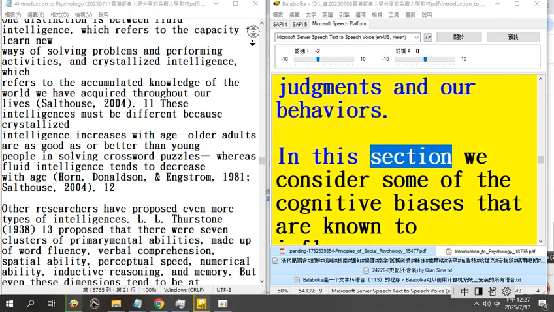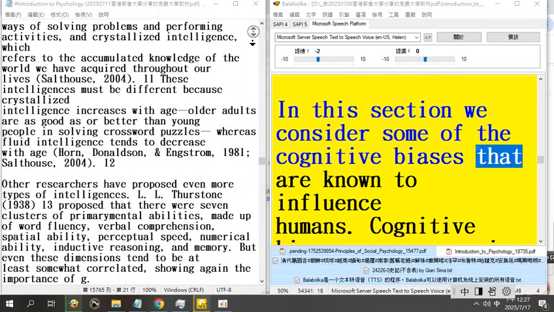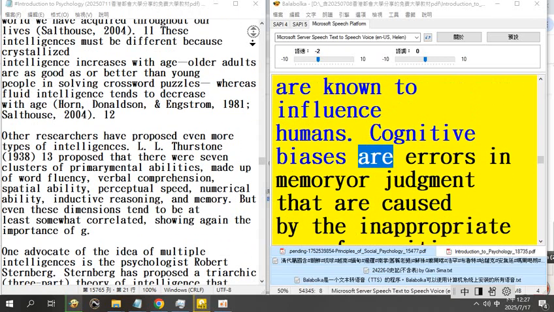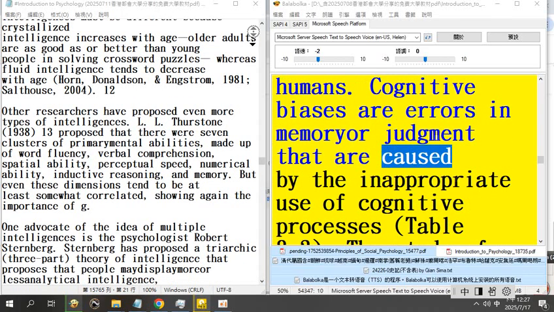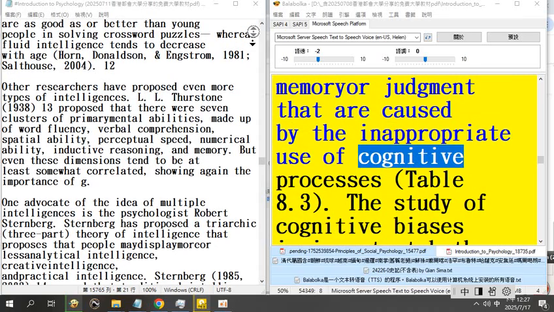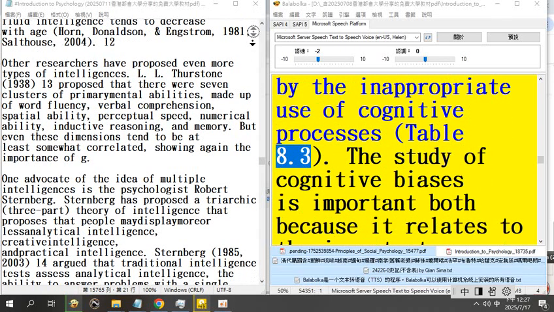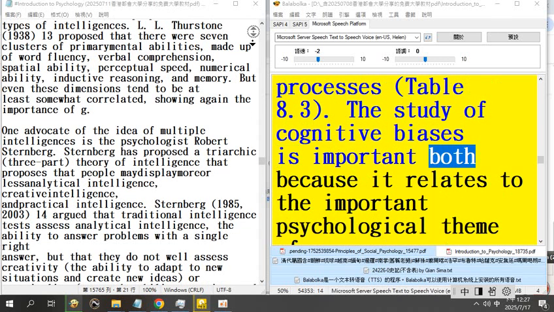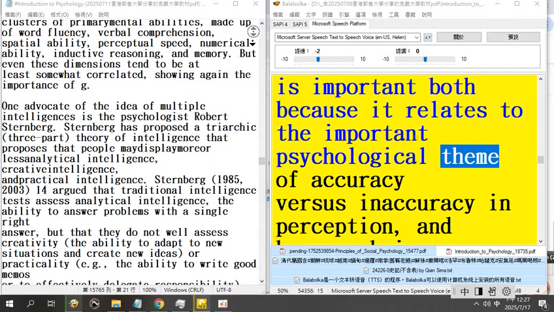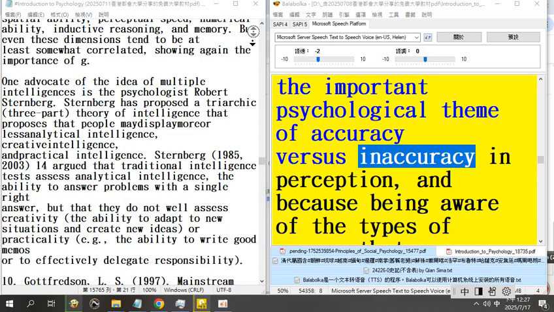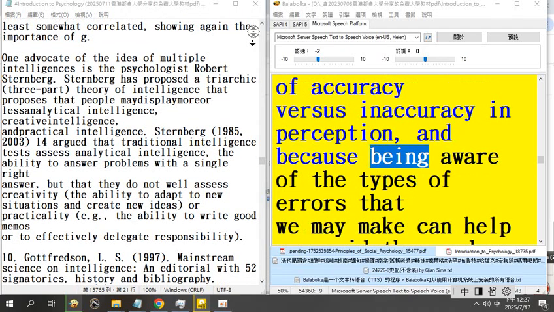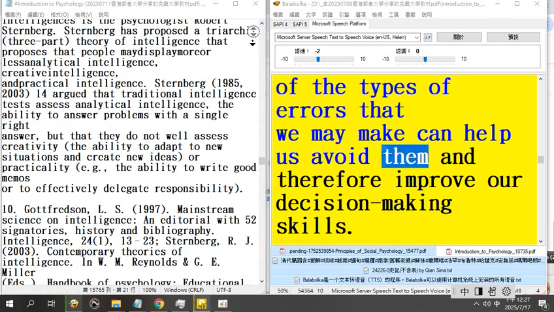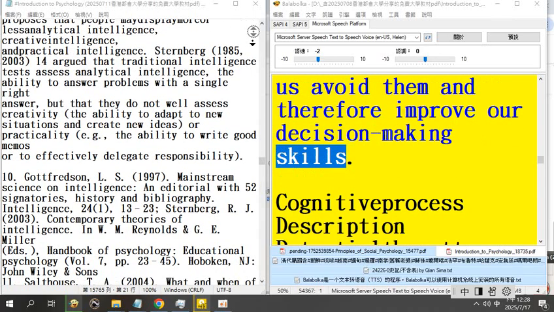In this section, we consider some of the cognitive biases that are known to influence humans. Cognitive biases are errors in memory or judgment that are caused by the inappropriate use of cognitive processes. Table 8.3. The study of cognitive biases is important both because it relates to the important psychological theme of accuracy versus inaccuracy in perception, and because being aware of the types of errors that we may make can help us avoid them and therefore improve our decision-making skills.